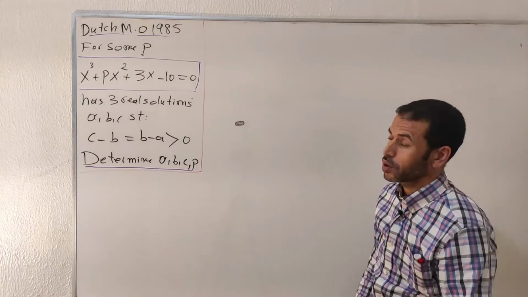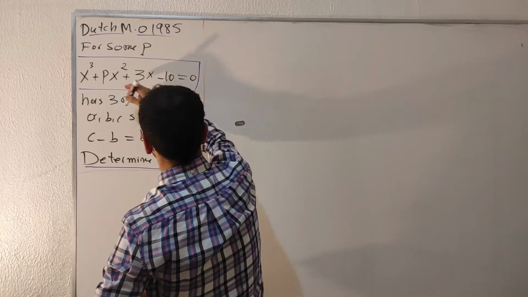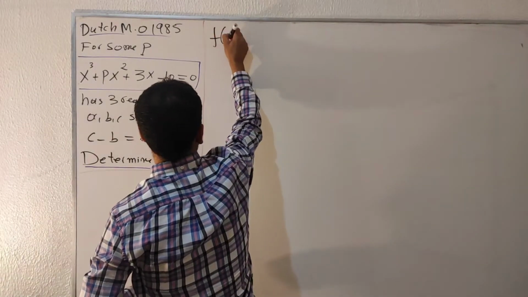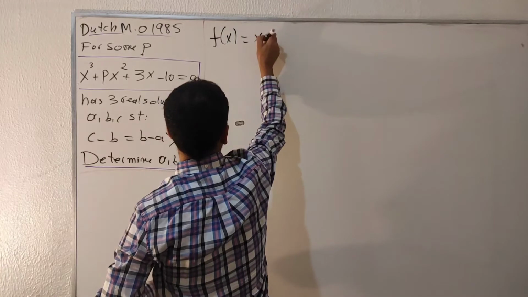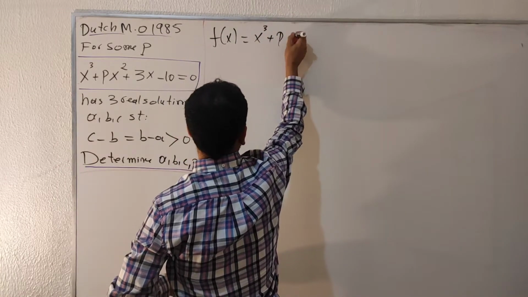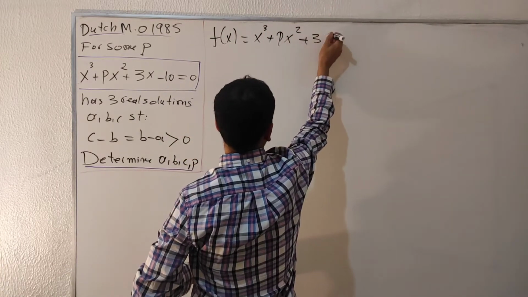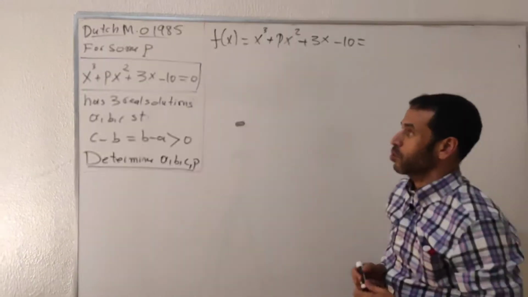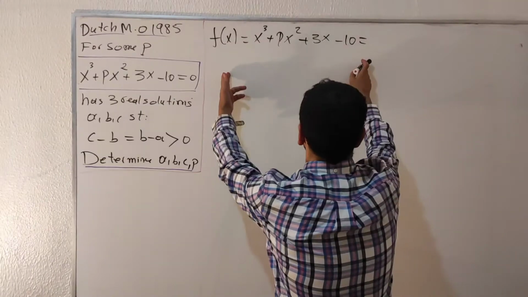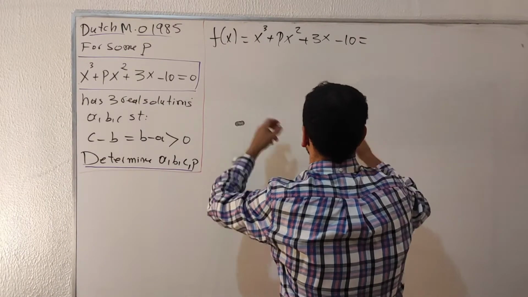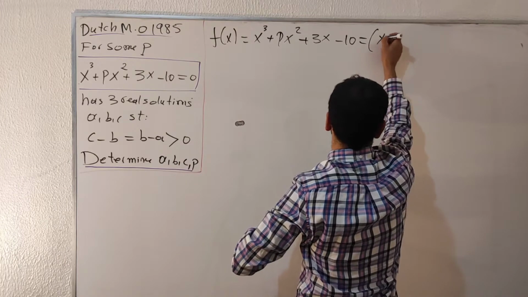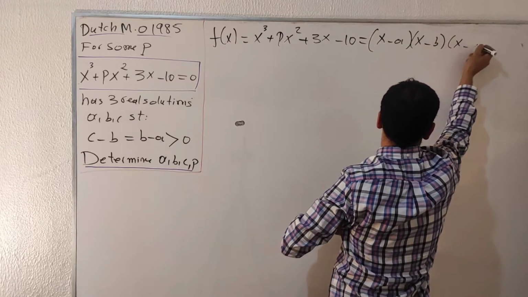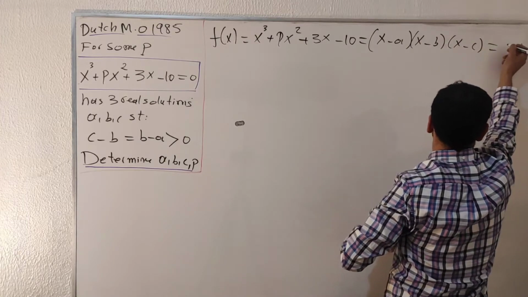Now let's go through this one. We have the following equation. I'm going to put it in the form of a function, f of x equals x cubed plus px squared plus 3x minus 10. Since a, b, and c are the roots of this polynomial, it can be written in the form of a product: x minus a, times x minus b, times x minus c, equals 0.